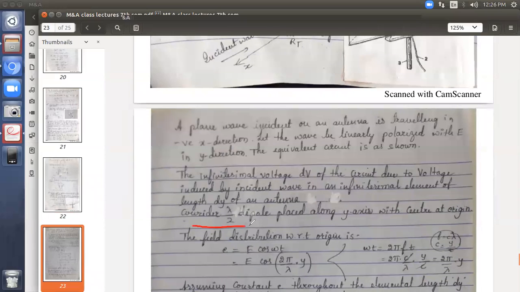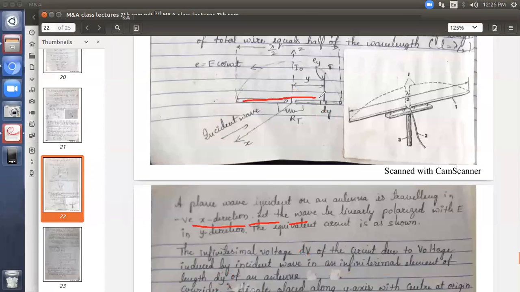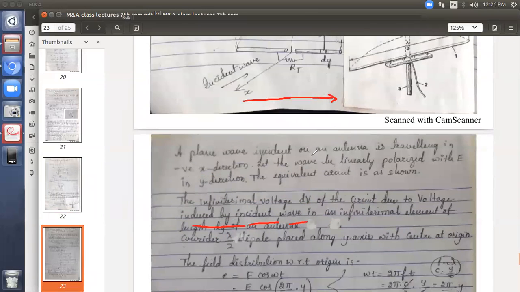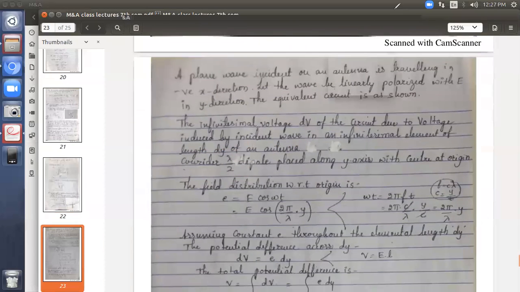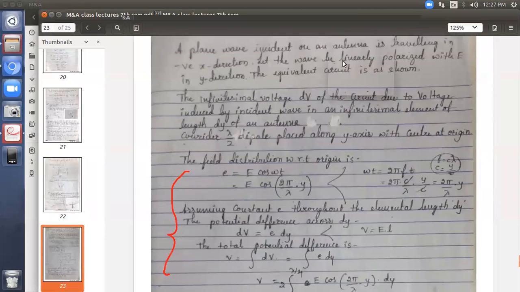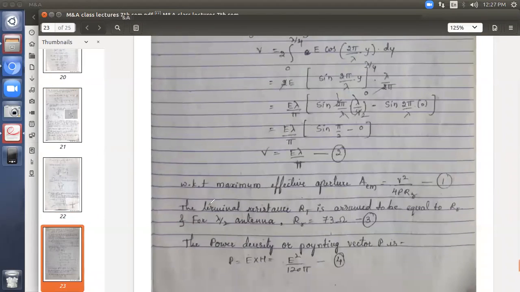Okay, now we have to consider a lambda by 2 dipole which is placed along the y-axis. Now the important part: see what I have done here. I have written this first, but don't go like that. What you do, first you write this: the maximum effective aperture, which we know is given by this. You put this as equation number 1.